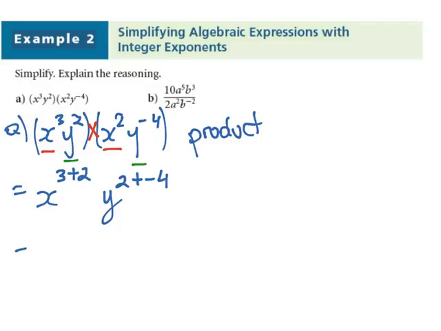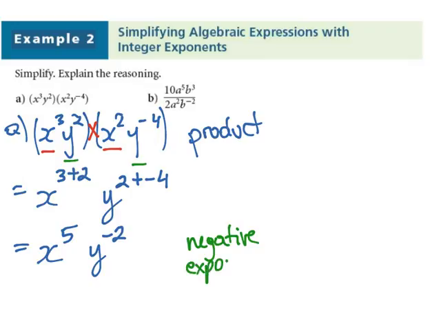And don't forget the multiplication sign. We usually don't write the multiplication sign between x and y because it's redundant and it's understood to be present. Let's add the exponents. 3 plus 2 is 5, and for y, 2 plus negative 4 is negative 2. Now we have a negative exponent, and our answers cannot have negative exponents. It's a convention, it's a rule.